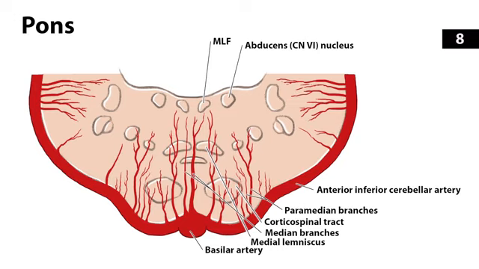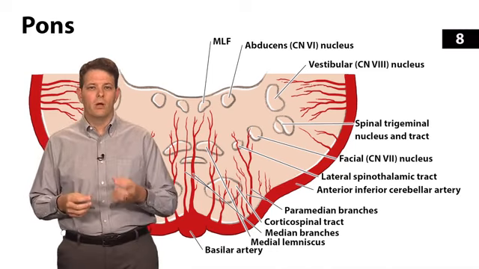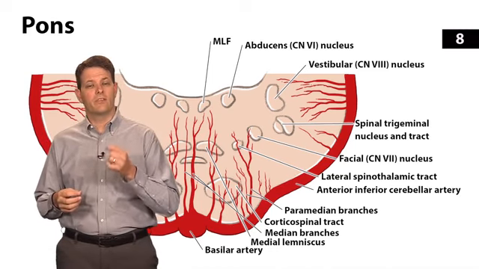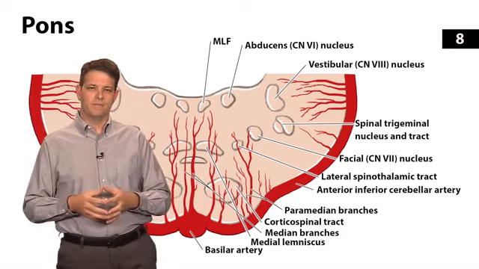So the AICA supplies blood to the structures in the lateral pons, which include the lateral spinothalamic tract, the cranial nerve 7 nucleus, the cranial nerve 8 nucleus, and the spinal trigeminal nucleus and tract, which is associated with cranial nerve 5. Cranial nerve 5 has a really huge nucleus that runs from the top of the pons all the way down into the medulla. It's enormous. It's also very complicated. But remember, the pons contains the nuclei for cranial nerves 5, 6, 7, 8, and all of those are pictured here.